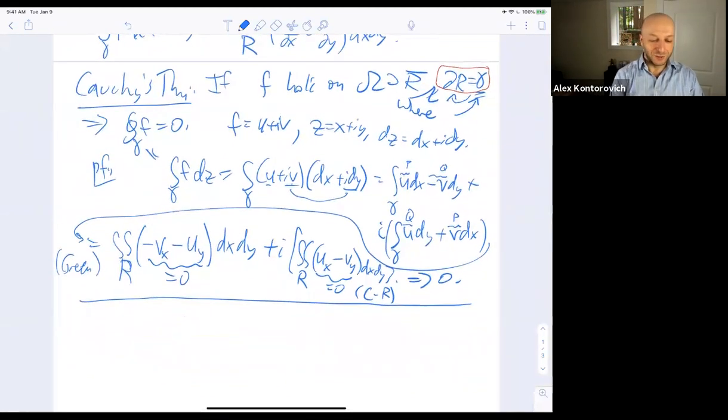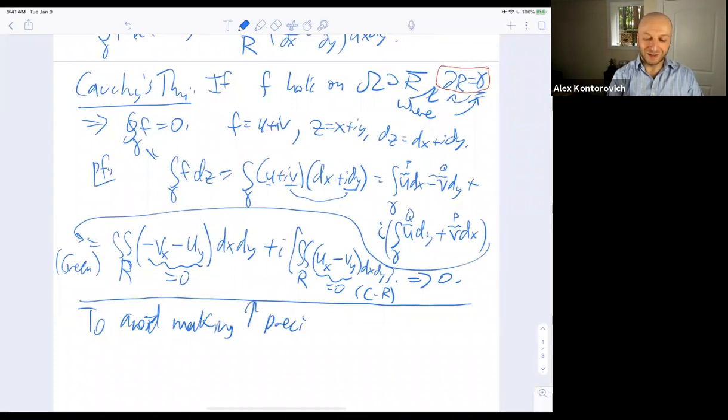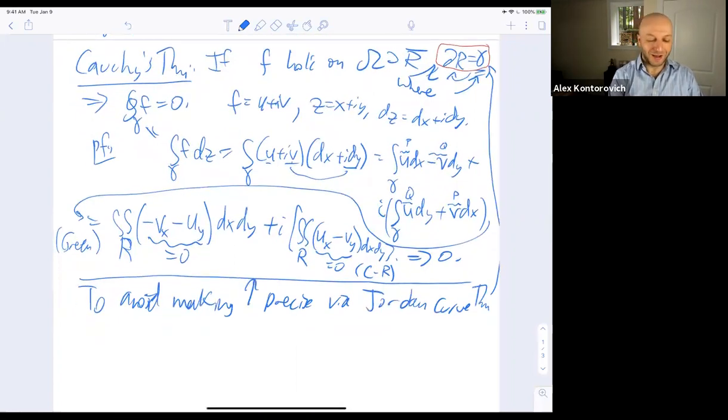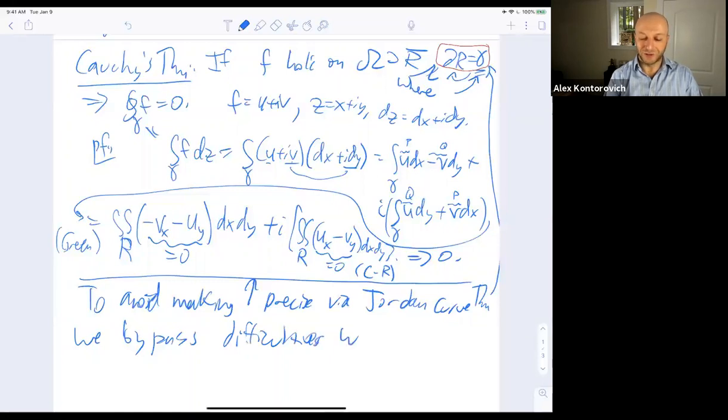So to avoid making this argument precise via the Jordan curve theorem, and taking care of that, we will do what the book does. We bypass these difficulties with a beautiful argument of Goursat, of course proved much later. It's up to you to decide if it's beautiful. I think it's beautiful. Argument of Goursat.